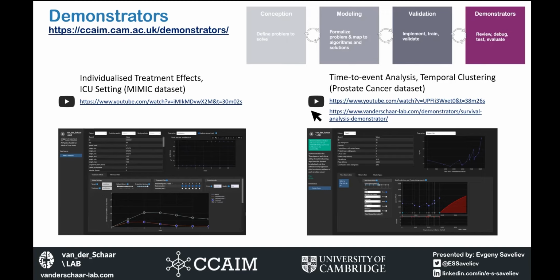It uses the MIMIC dataset as an example, and the one on the right for time to event analysis and temporal clustering uses a prostate cancer dataset as the underlying dataset. So hopefully these demonstrators are helpful for getting an idea of how a time series toolkit is applicable in medicine in practice. And that is all from me, quite short.